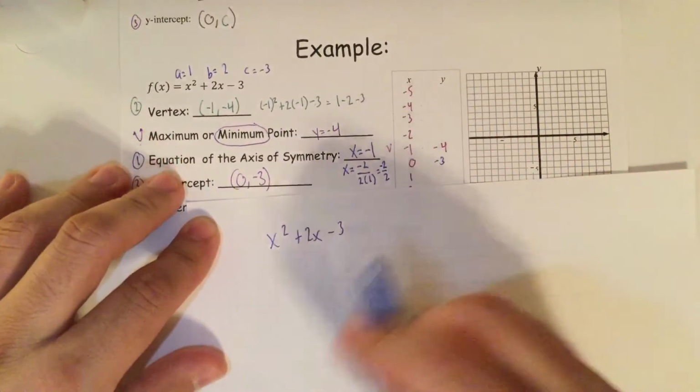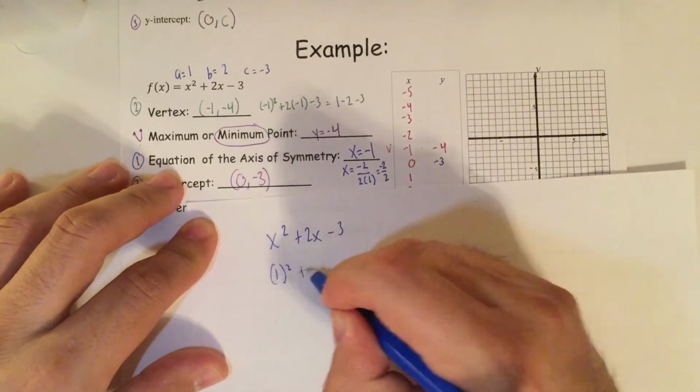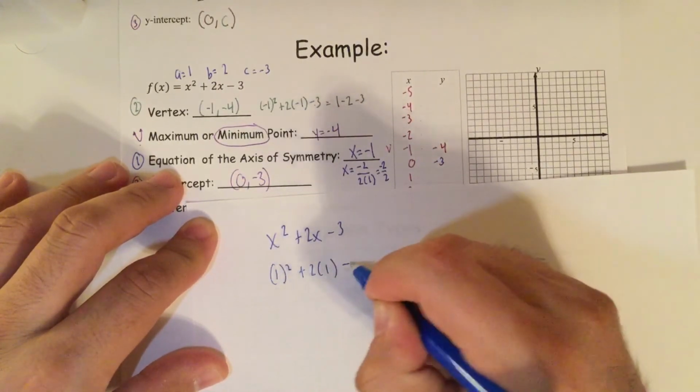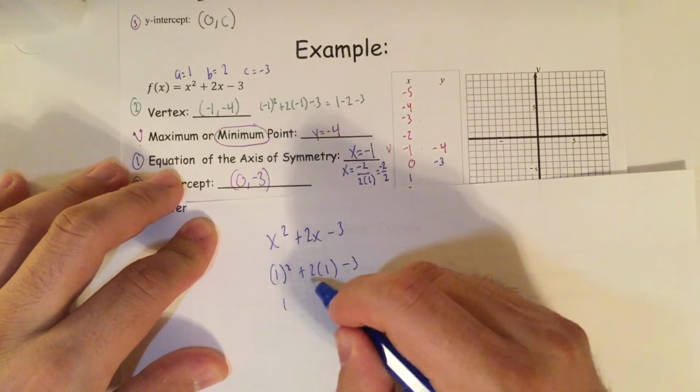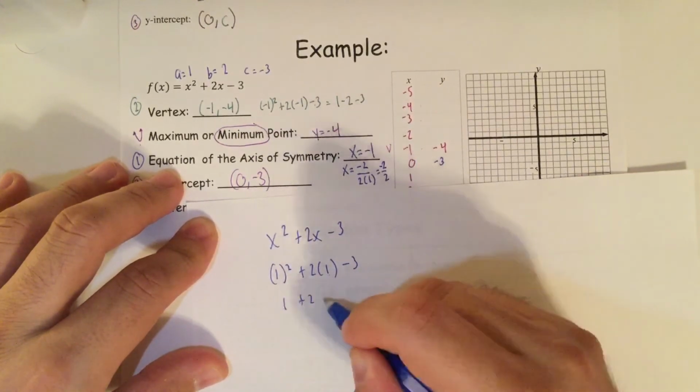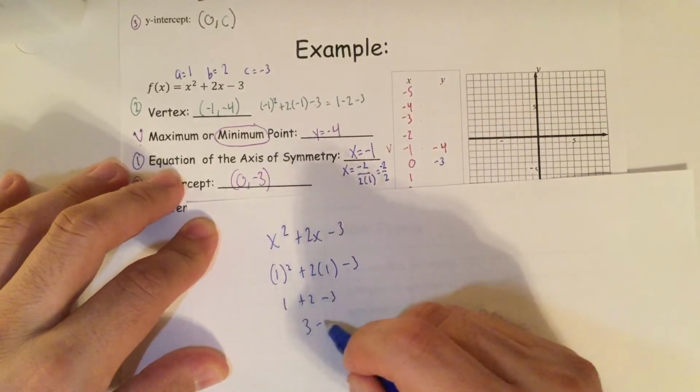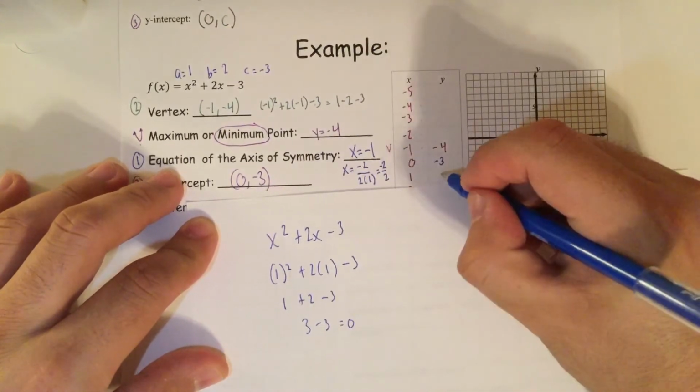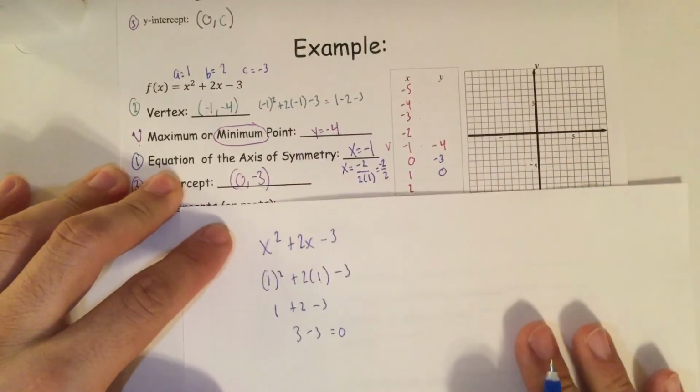So next, I'm going to plug in a 1. So 1 squared plus 2 times 1 minus 3. So 1 squared is 1. 2 times 1 is 2, minus 3. So 3 minus 3 is 0. Okay. Now I can plug in a 2.